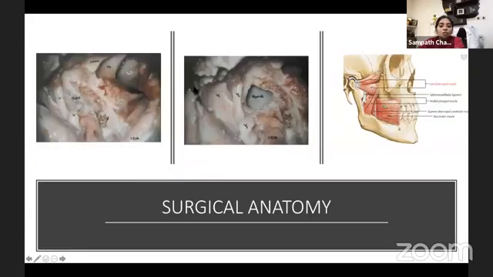Coming to some more relations of the pterygoid process: superomedially to this pterygoid process is the sphenoid sinus. So this is one region we can access. When we drill this pterygoid process and medial pterygoid plate, we end up in the nasopharynx, where we can see the perpendicular plate of the vomer bone.